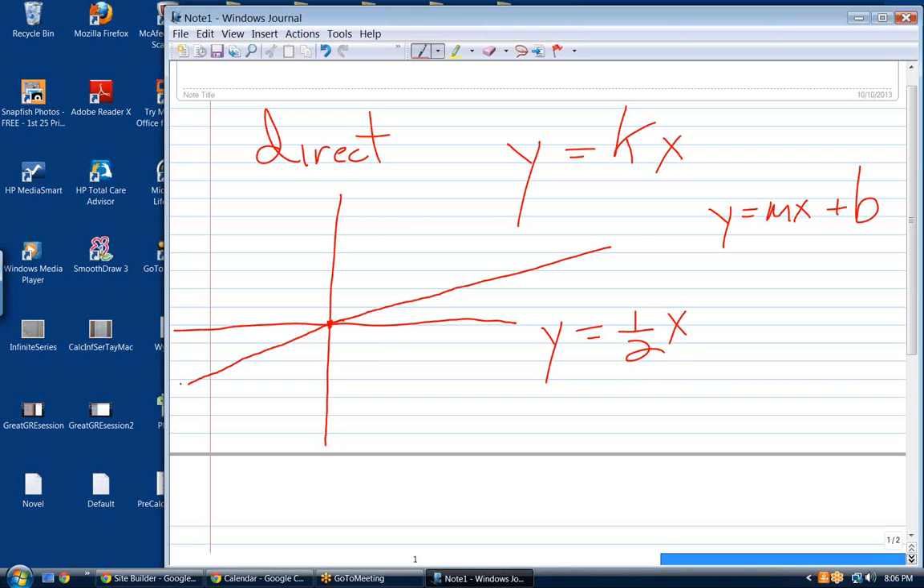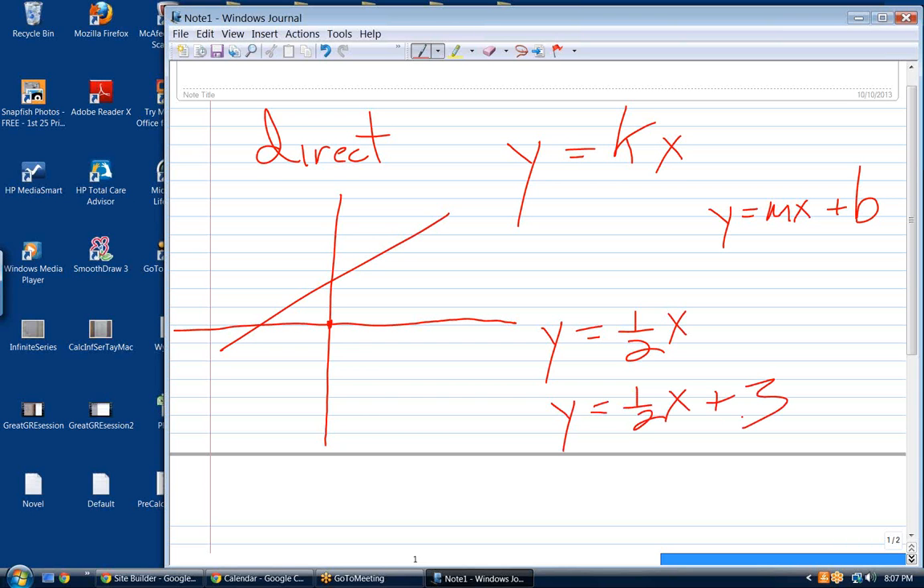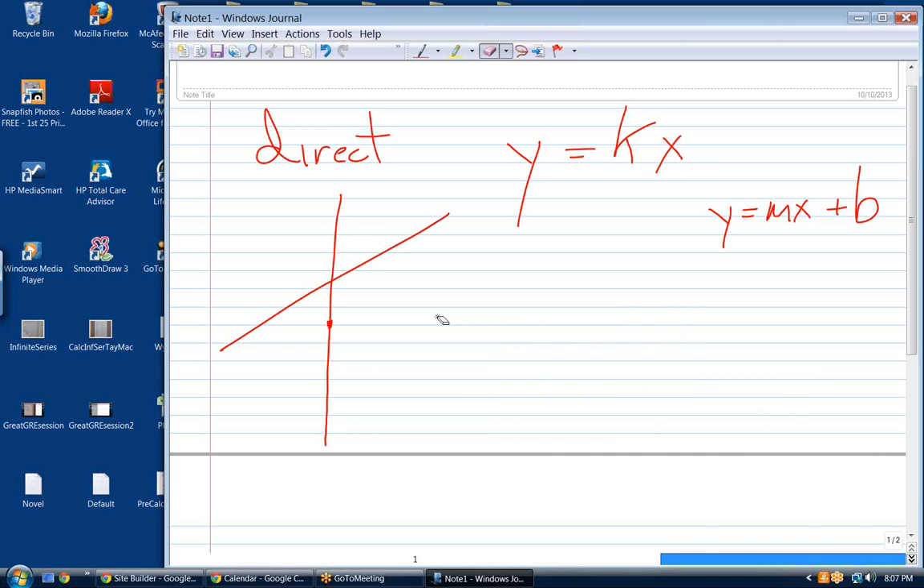So the graph of direct relationships is linear. Not only is it linear, but it always goes through the origin. Because if it didn't, let's say it was like this, then y would be equal to 1/2 x plus 3. And we don't have this plus 3 in our direct relationship. So the graphs have to go through the origin and they have to be a straight line.